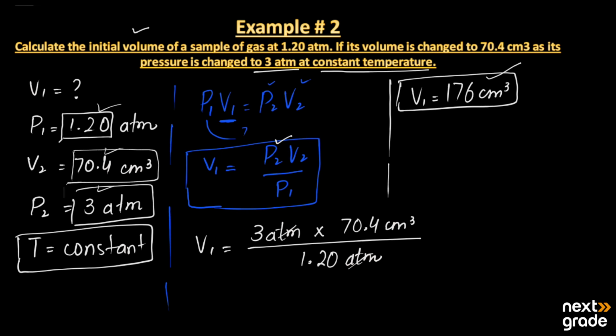So the relationship proposed by Boyle's law is that by increasing the pressure, the volume of the gas decreases, and vice versa. I hope you understand how we can calculate the initial volume, the final volume or the pressure of the gas by using Boyle's law relationship between pressure and volume.